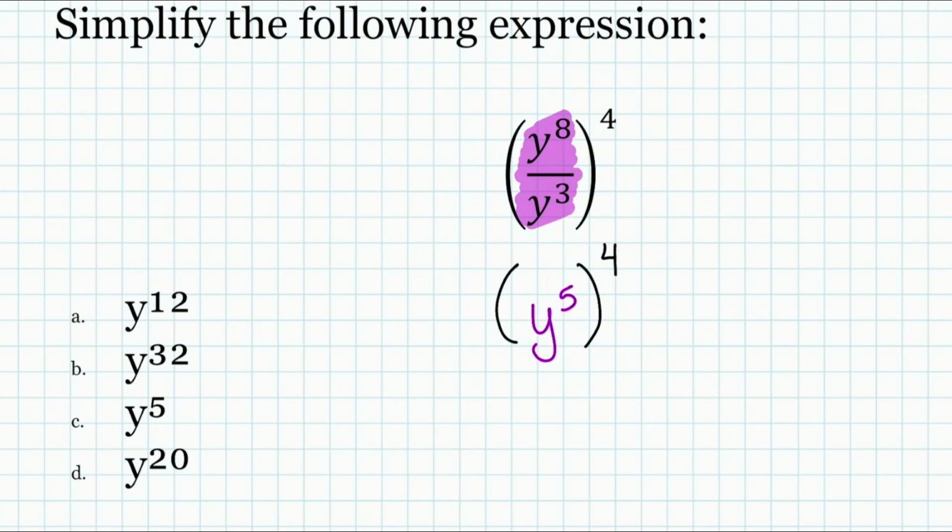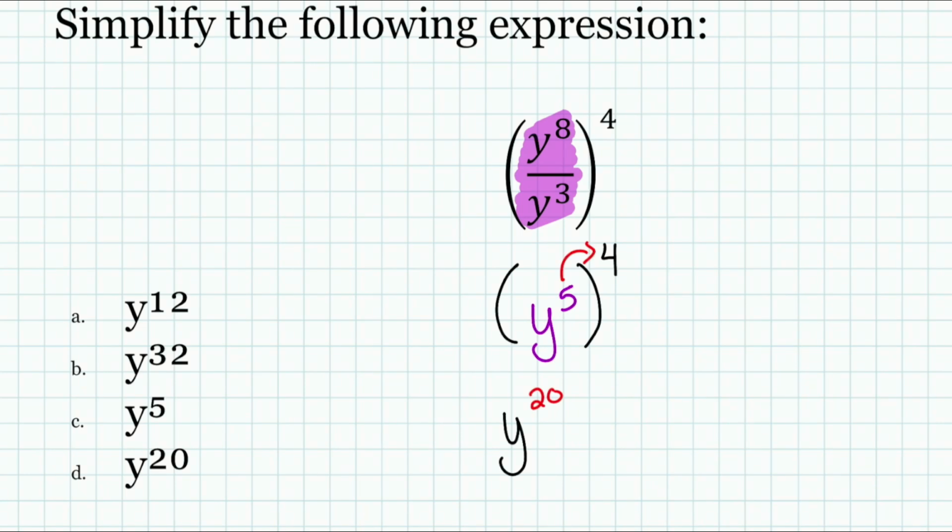All right, great. Now from here, my party people, now we have that power of powers rule to multiply, right? Multiply those powers, multiply those exponents, and we are set. So once we do that, 5 times 4, that's going to give us y to the power of 20. And there we go. And that's how we get D as the answer.